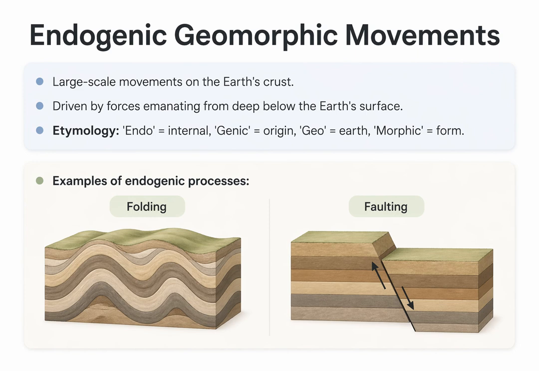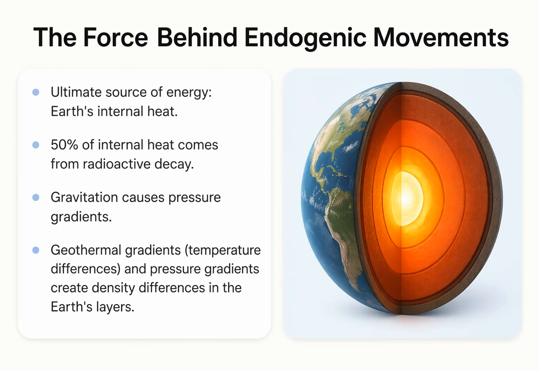The specific processes driven by these deep internal forces, such as the folding and faulting of massive rock layers, are what we call endogenic geomorphic processes. You might be wondering, what exactly is powering these massive internal movements? The ultimate engine is the Earth's internal heat.